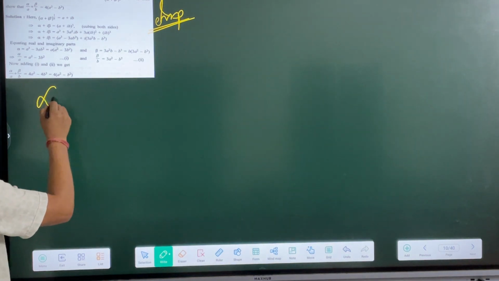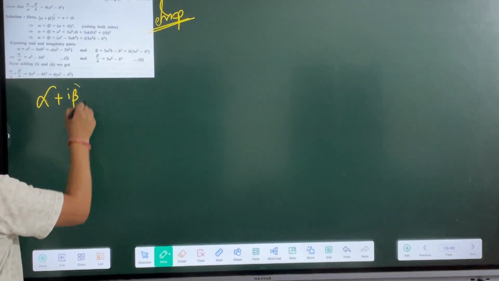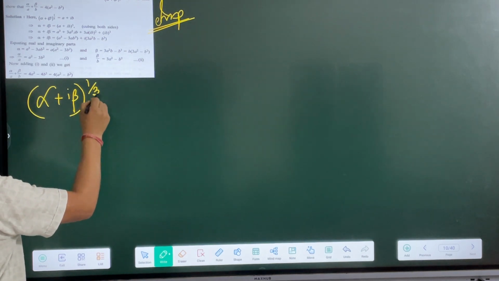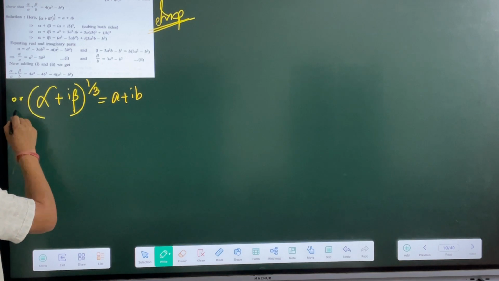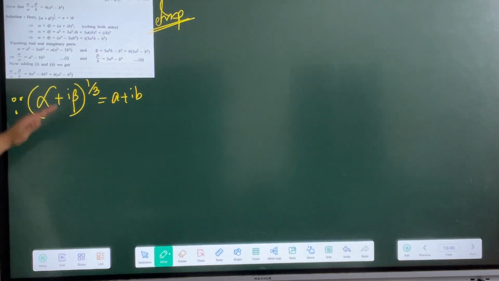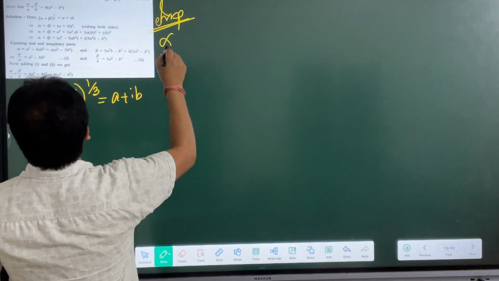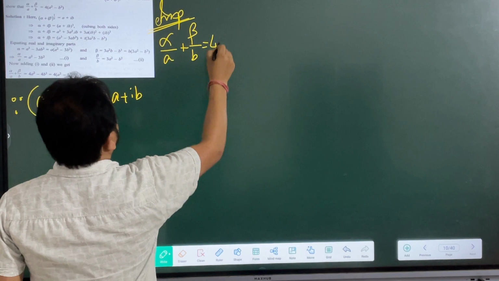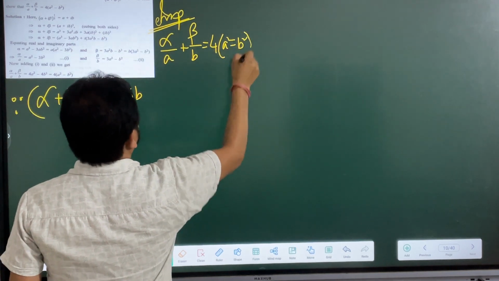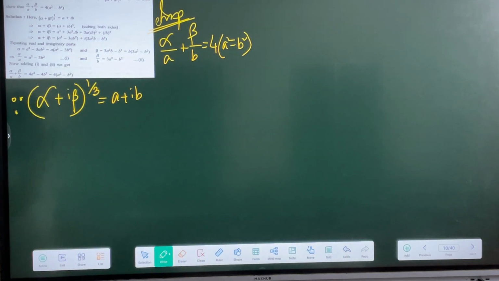Here it is written: alpha plus i beta whole to the power 1 by 3 equals a plus ib. This is given. Since this is given, from the given one we have to show that alpha by a plus beta by b equals 4a square minus b square. This is what we have to show.